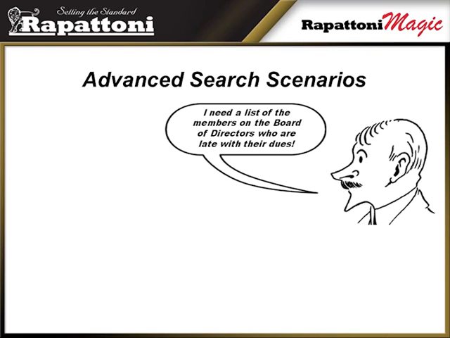I mean, that's a great question, but you've got two different things there. A list of the board of directors, I've got no problem figuring out what that is. And people who are late with their dues, I can figure out what that is. But you're putting both together. I mean, that's a whole bunch of manual work. Is there some other example you can think of?